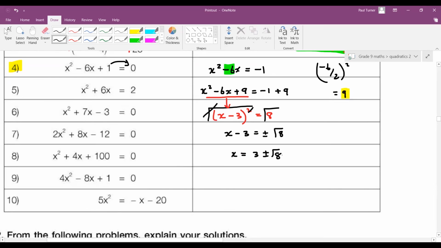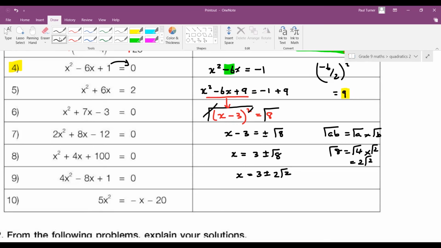You could finish here, but remember the rule: root AB is root A times root B. So we can make the root 8 root 4 times root 2. So that's 2 root 2. So x will equal 3 plus or minus 2 root 2. So you can leave it as root 8, but get used to simplifying here. And your calculator will do that as well.